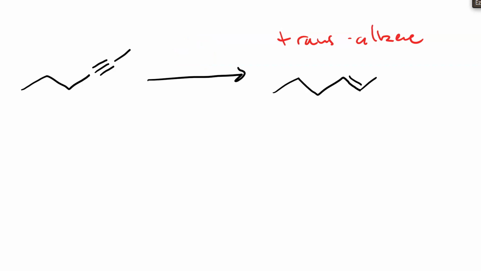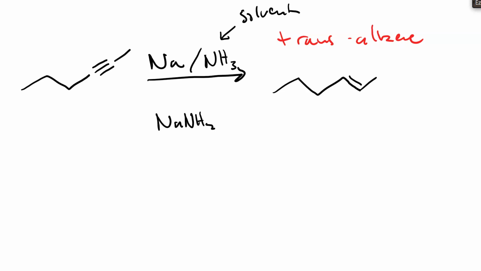And the set of reagents is sodium metal in liquid ammonia, Na/NH3. The slash indicates that the ammonia is the solvent. Do not confuse this with NaNH2, which is sodium amide. NaNH2 is done in NH3. But the slash means a solvent. So these two are not the same thing.